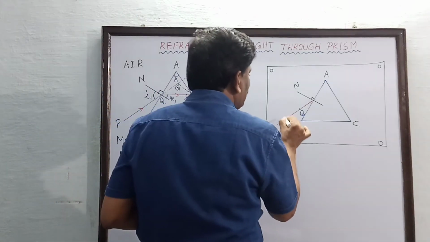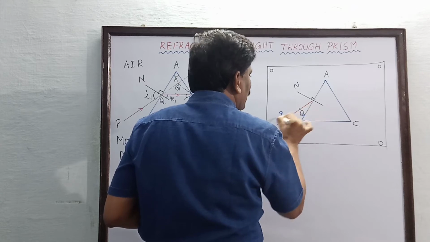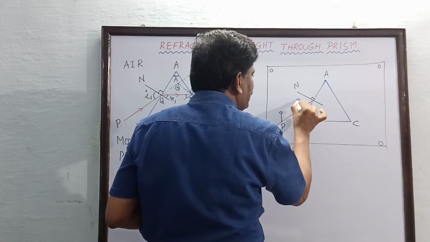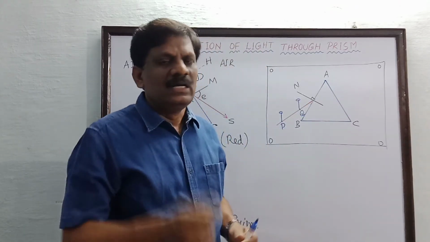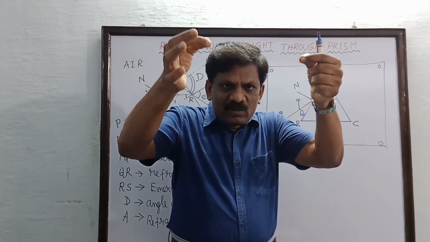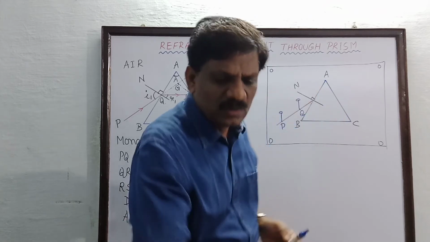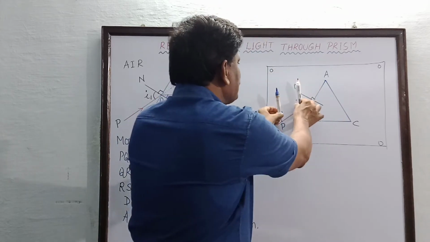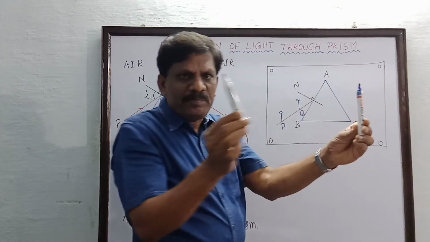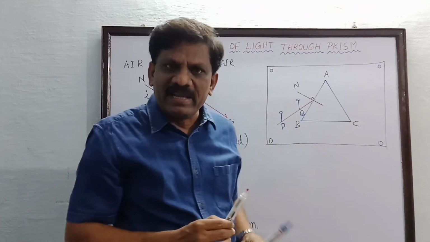Then at this point I will fix one pin, and along the same straight line I will fix another pin. Are you all understanding? 2 pins I have fixed, vertically, so that one pin is exactly behind the other along the same straight line.